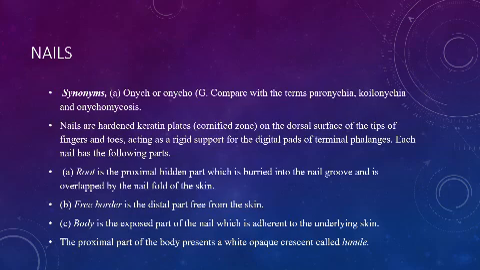Body is the exposed part of the nail which is adherent to the underlying skin. The white part of the nail which appears on the upper side of the finger is the body of the nails. The proximal part of the body presents a white opaque crescent called the lunule.